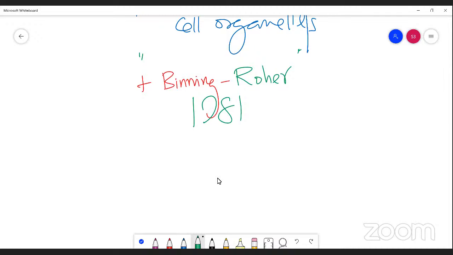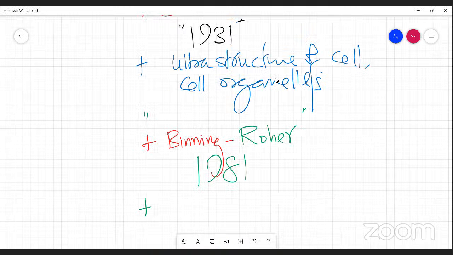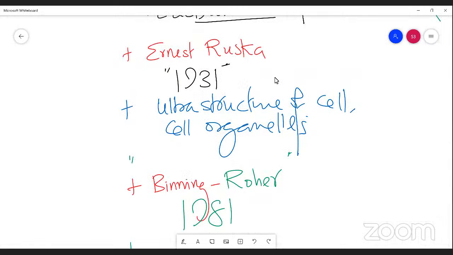Now, what is the use of the electron microscope? The electron microscope is an instrument that can be used to see the fine structure of a cell and its cell organelles. Yes, student, could you tell me who introduced the first electron microscope? Could you tell me the name of the scientist? Ernest Ruska. Very good. Could you mention the year? 1931. Okay. What can be seen under the electron microscope? Ultra structure of cell and cell organelles.